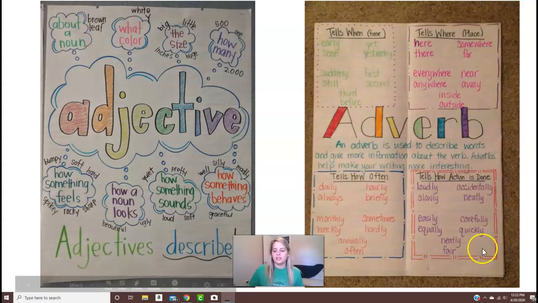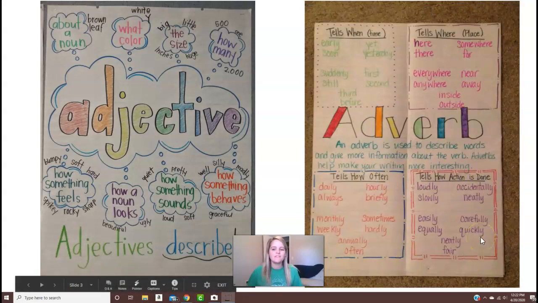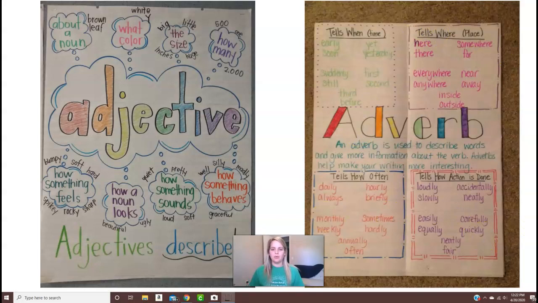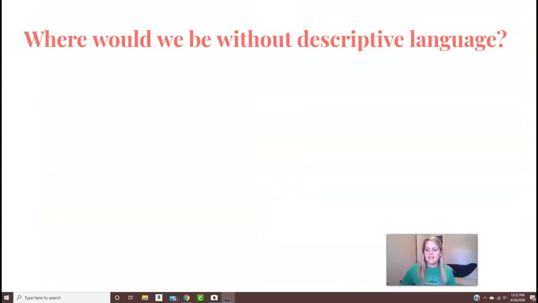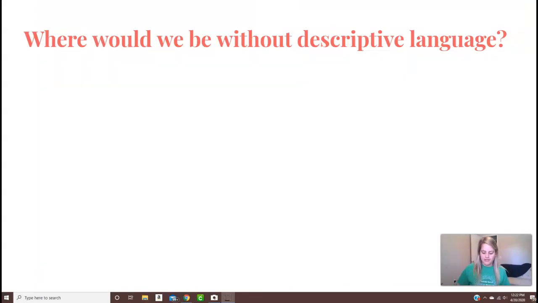And then it can also tell you how something is done. That's like the easiest ones to identify. This anchor chart can help you with identifying the more tricky ones. All right, and then let's think about where we would be without descriptive language.